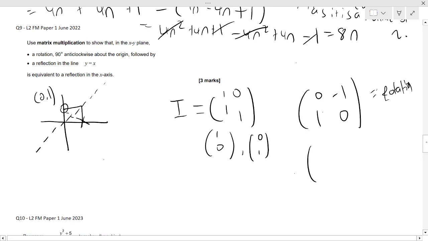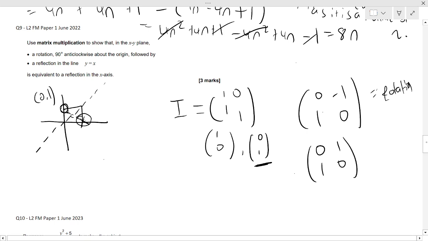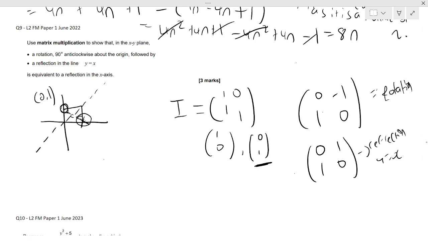Now for this reflection one, y is x, 1, 0 goes to 0, 1. So that's going to go to 0, 1 here. And then we need to do the same for this part, 0, 1. That's this point here that I just circled. Again, if we reflect it in the line, it's going to go back to this point, so that will go to 1, 0. So that'll be your reflection matrix in y is x. So we've got these two matrices. We need to show it's equivalent to a reflection in the x-axis.